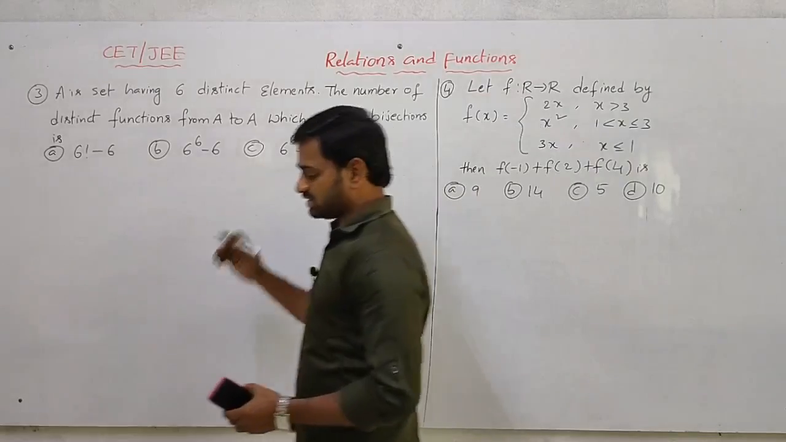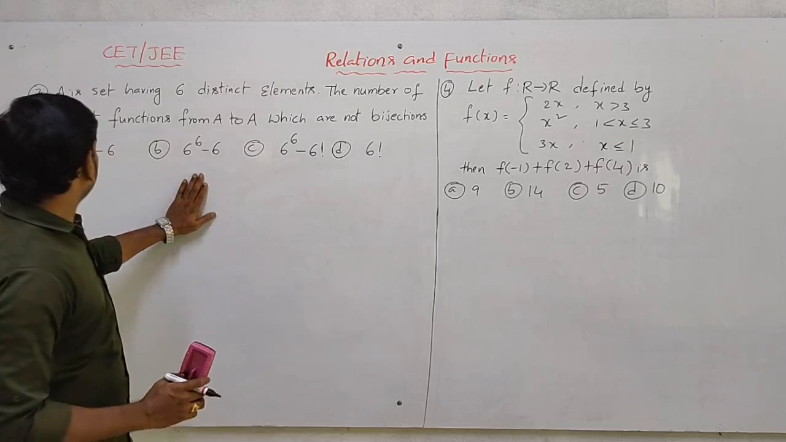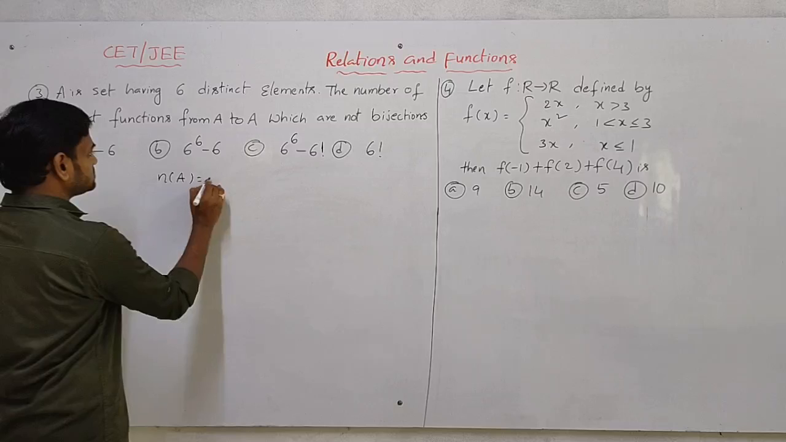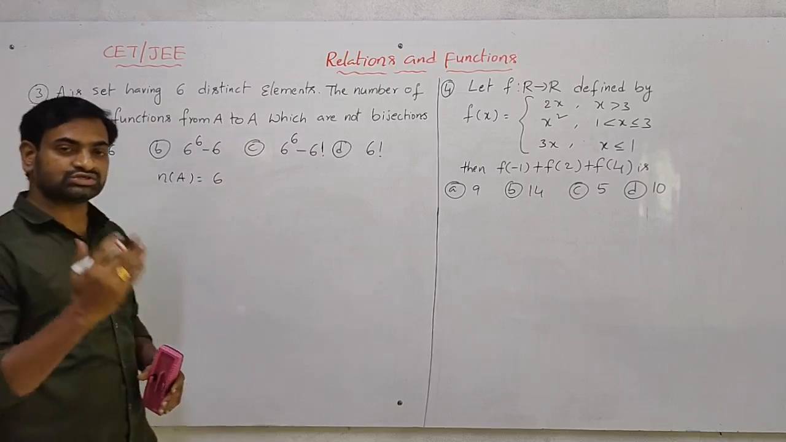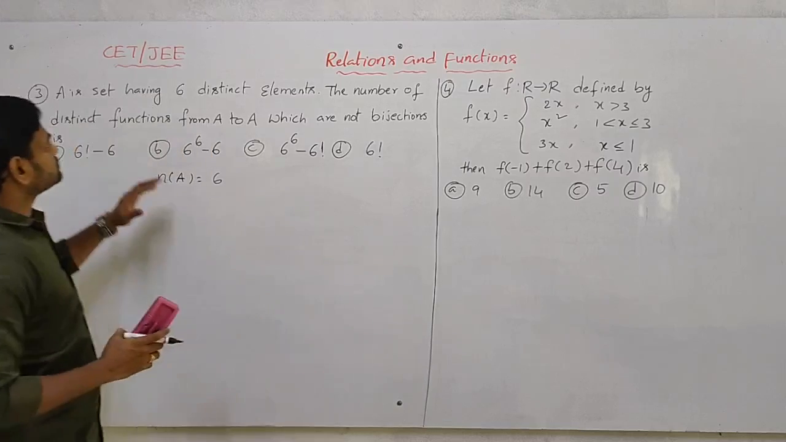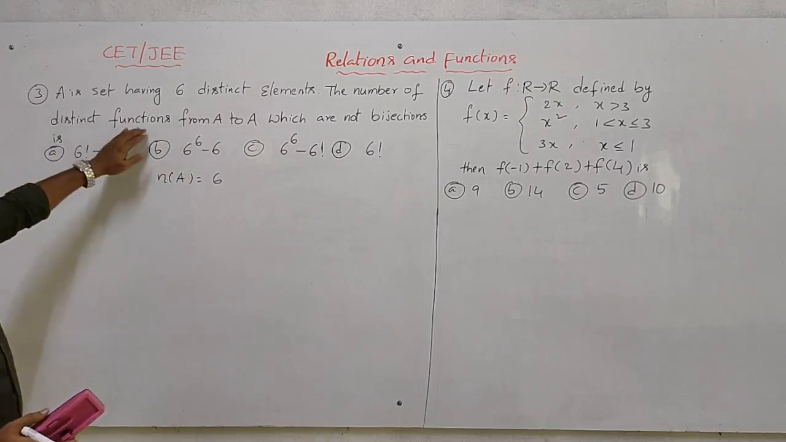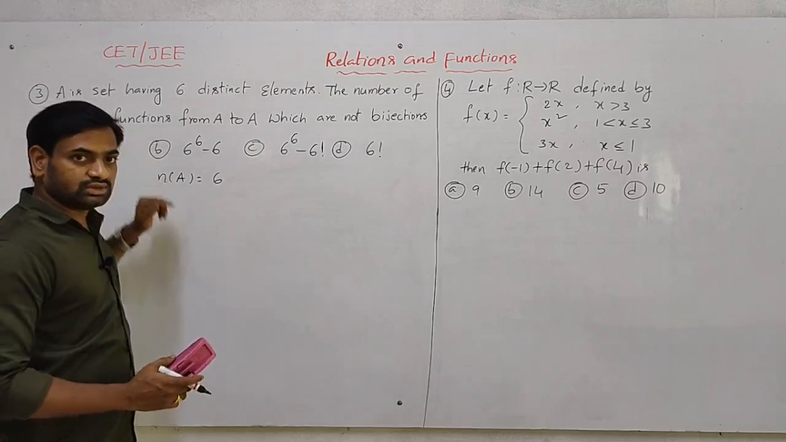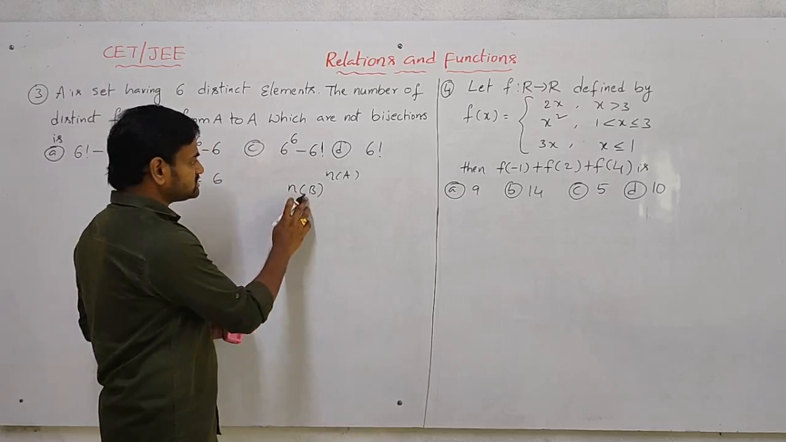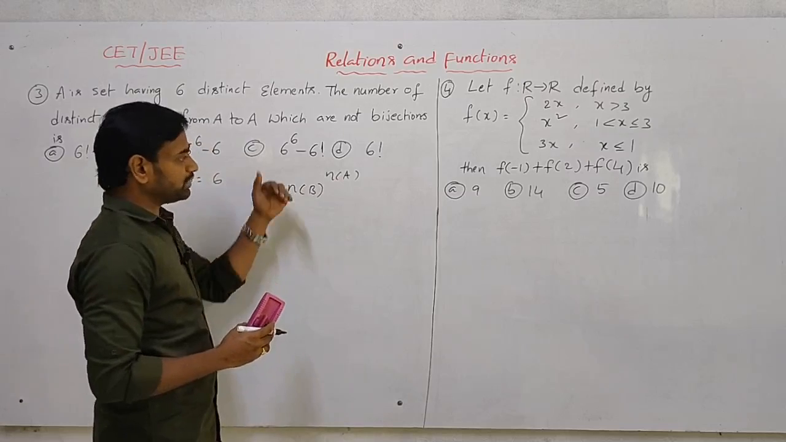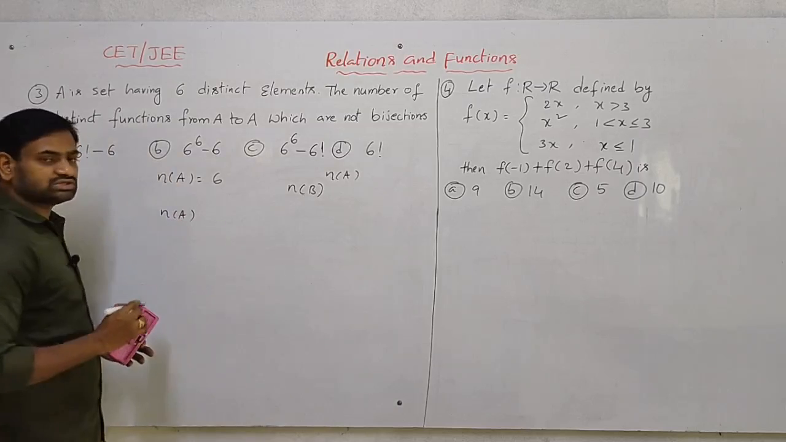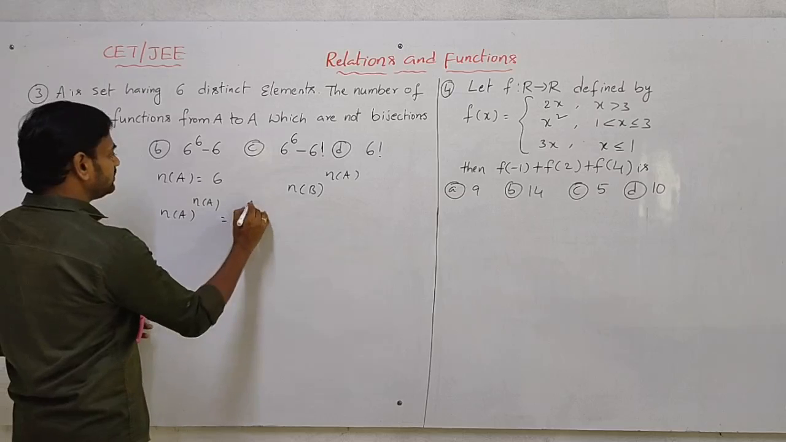See the next one. A set having 6 different elements, the number of distinct functions from A to A. So n of A, the number of elements in A, is 6. The number of functions from A to B means n of B whole power n of A. In the same way, the number of functions from A to A, where both sets are same, is n of A whole power n of A, that is 6 power 6.